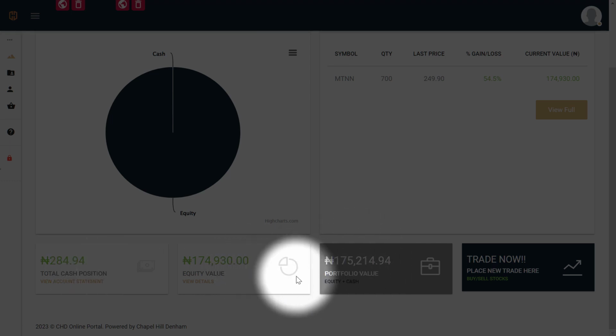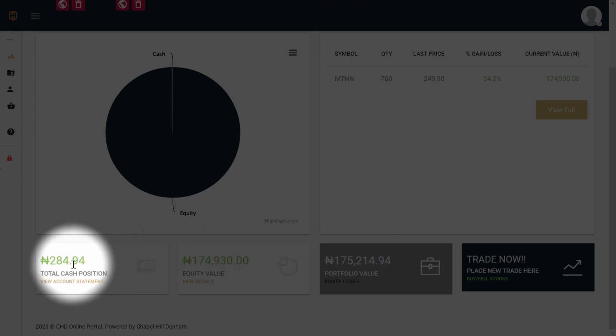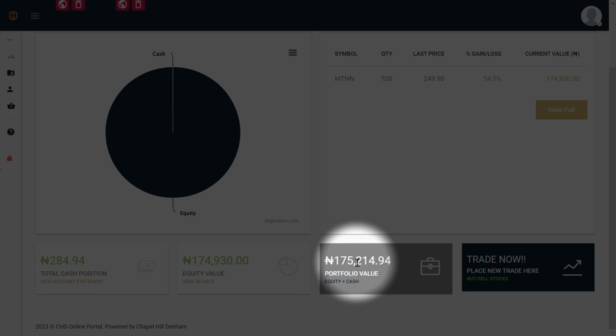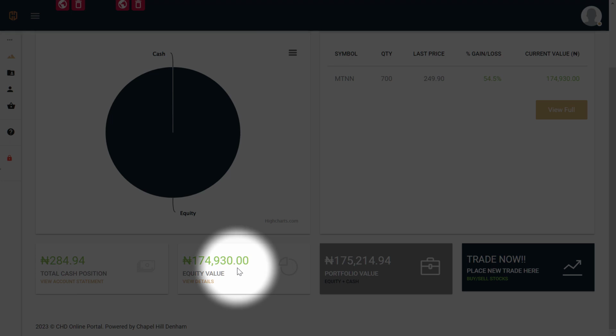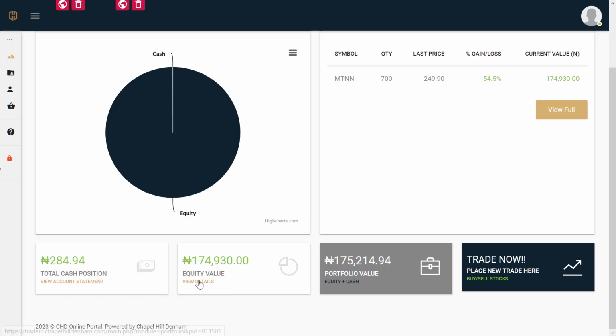So portfolio is just the same thing as this. All of your cash plus all of the money you can use to buy shares. So you can see this is 175,000 because they're adding the 284 that I have that is not in my equity value. So this is the total. So you see equity plus cash. I hope that makes sense. But let me go into my equity value and show you guys.